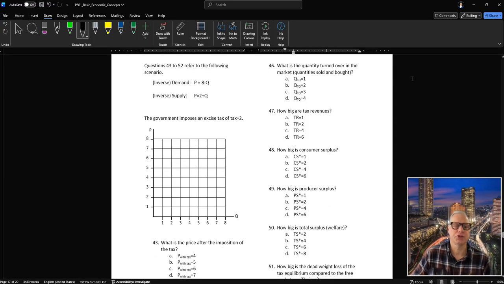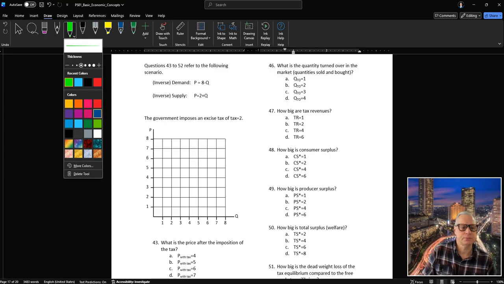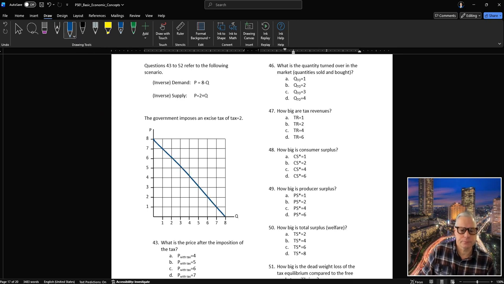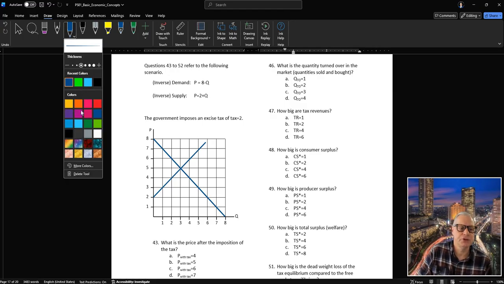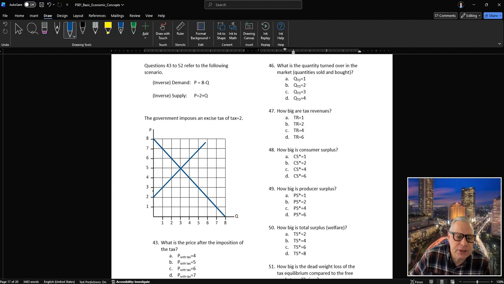Okay, let's go to the next one. Inverse demand function, again 8 minus Q. Supply, 2 plus Q. But now we have a tax of 2. So we have a new supply function, the supply function with the tax. So now this shifts up by 2. So we have to basically start at 4, but we have the same slope.